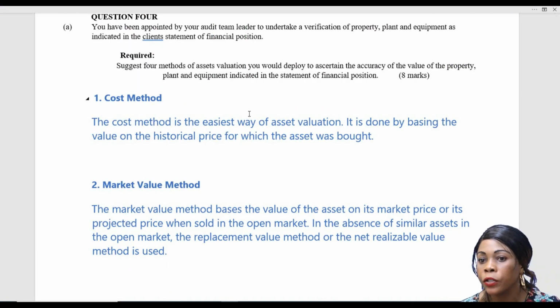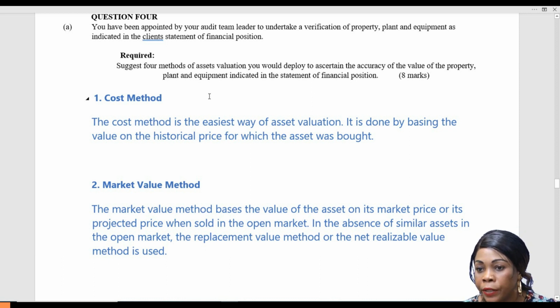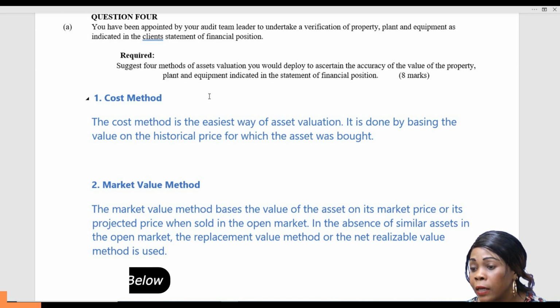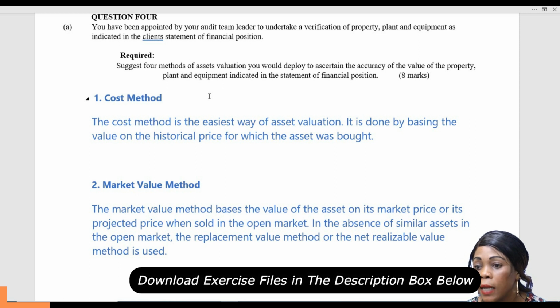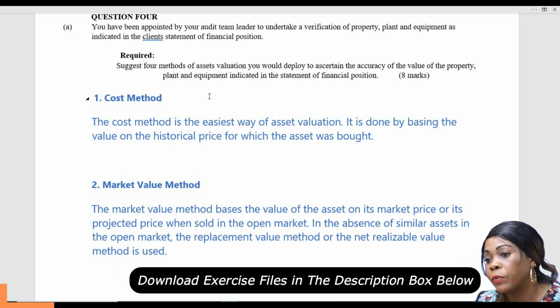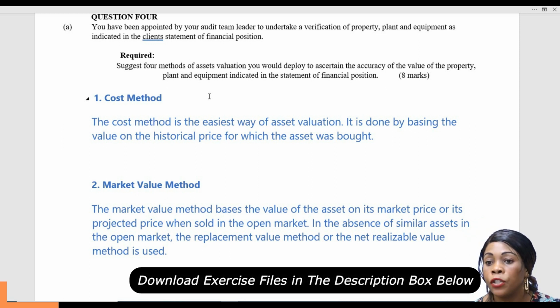Okay, let's go to the next question. That is question number 4. And it reads, you have been appointed by your audit team leader to undertake a verification of property, plant and equipment as indicated in the client's statement of financial position. The requirement: suggest 4 methods of asset valuation you will deploy to ascertain the accuracy of the value of the property, plant and equipment indicated in the statement of financial position.